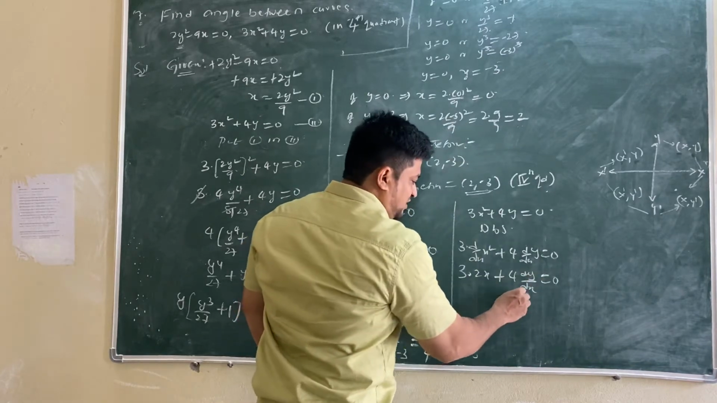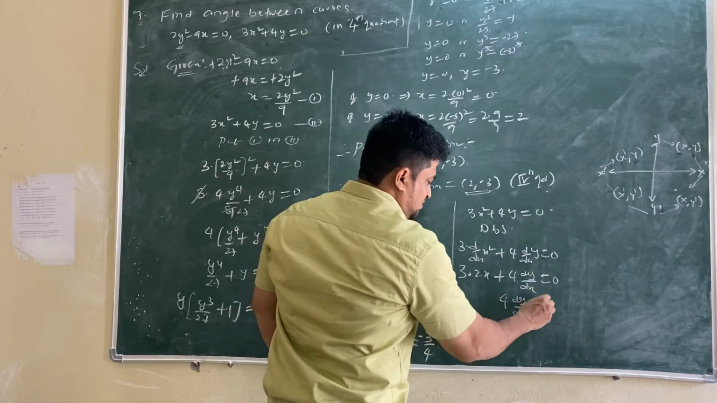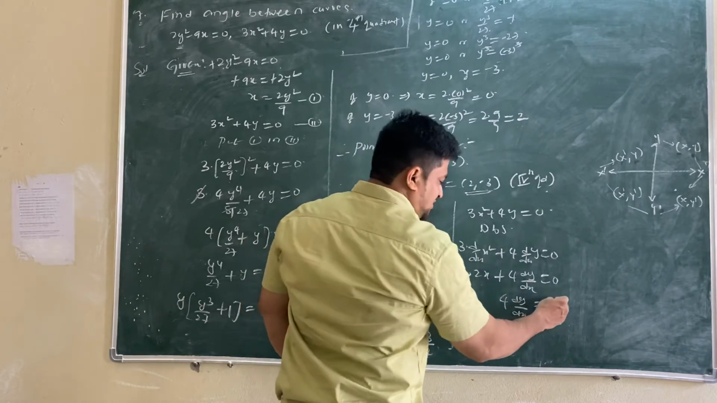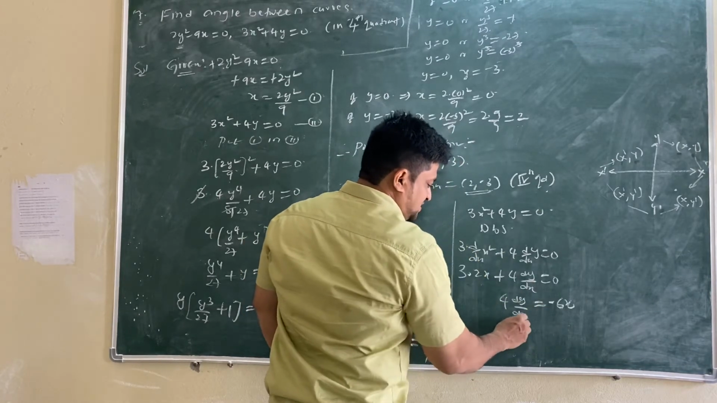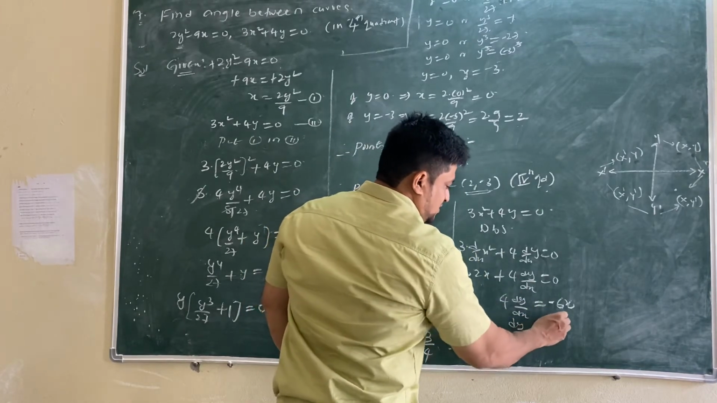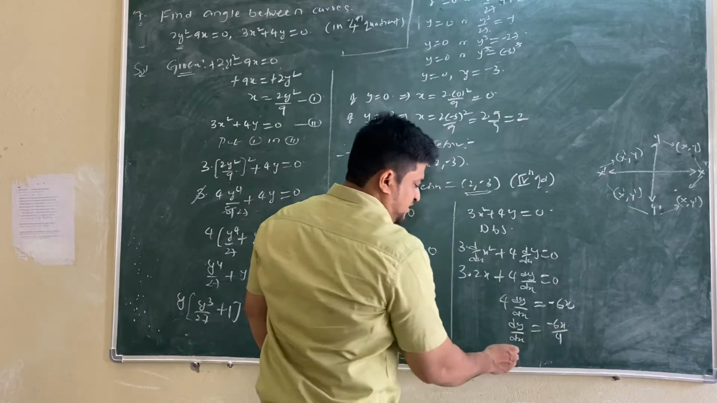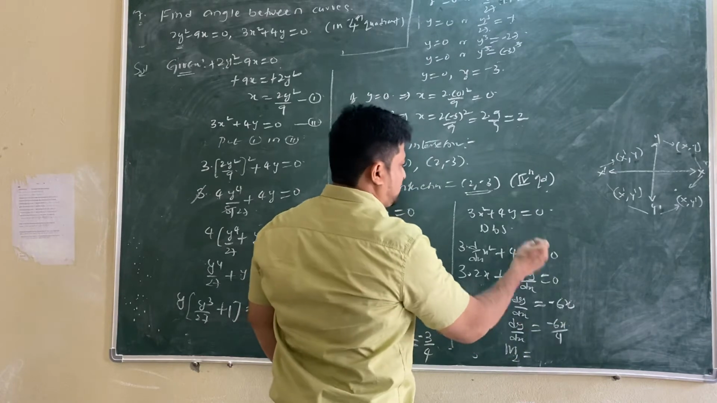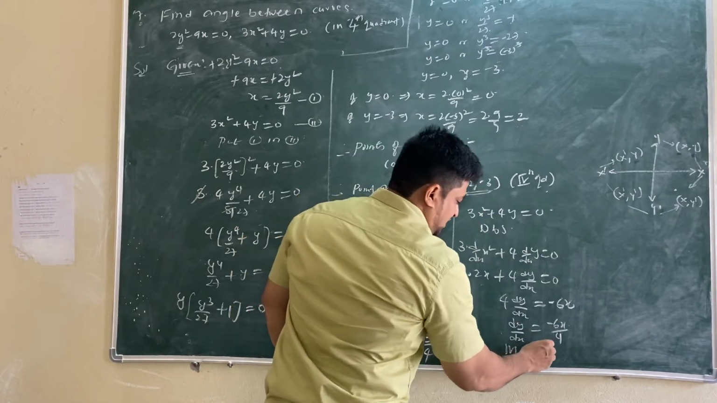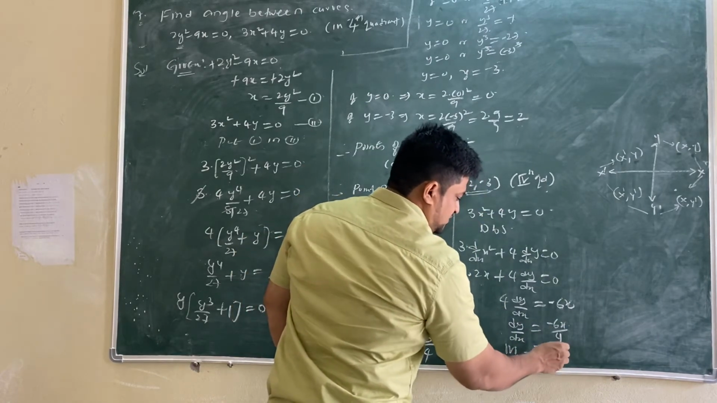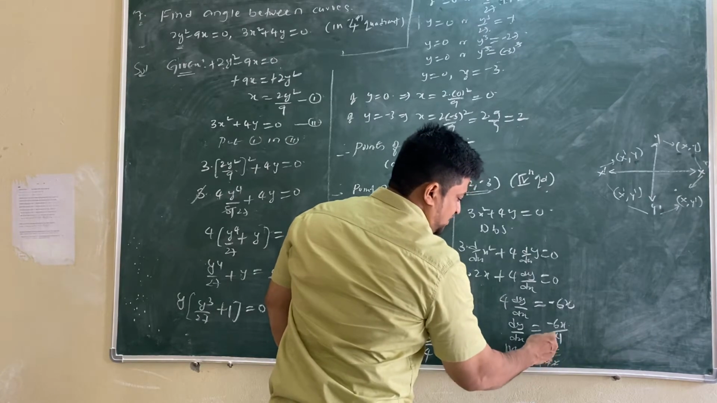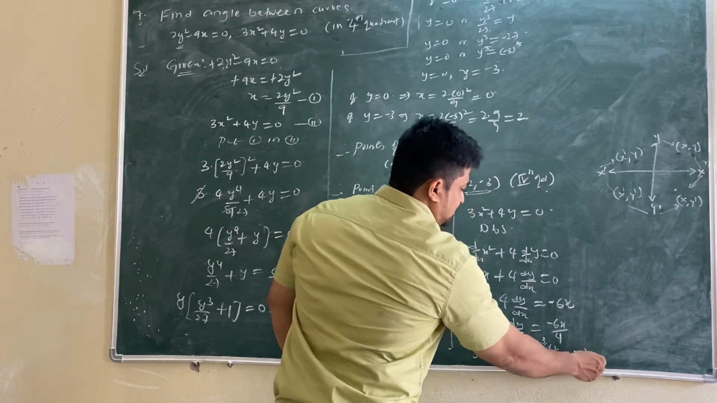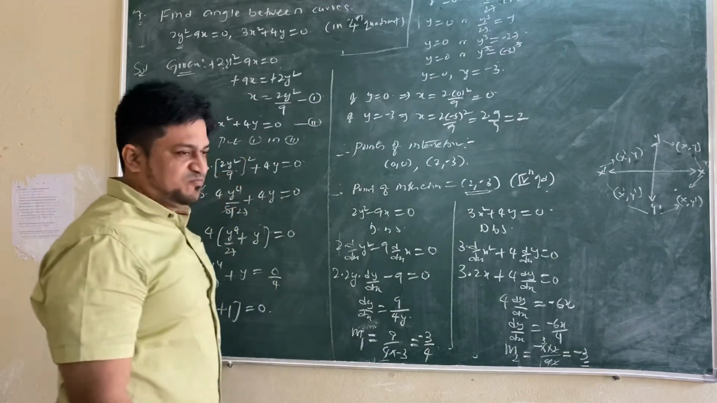Now we have 4 dy by dx equals to 6x goes that side, becomes minus 6x. dy by dx equals to minus 6x by 4. Now m2. m2 means we have dy by dx value. Now this is x1. What is x1? 2. Minus 6 into 2 by 4. So 2 times 4, 2 3 times 6. How much we got? 3. Minus 3. We have m1 and m2.